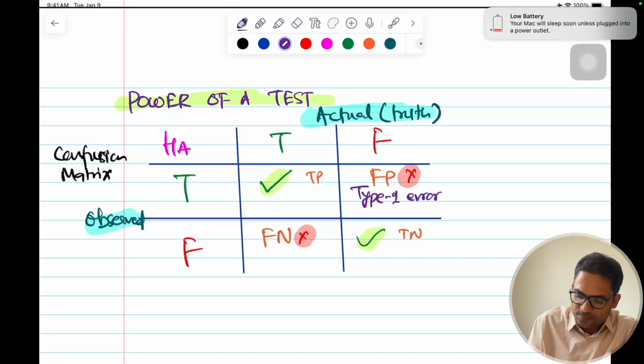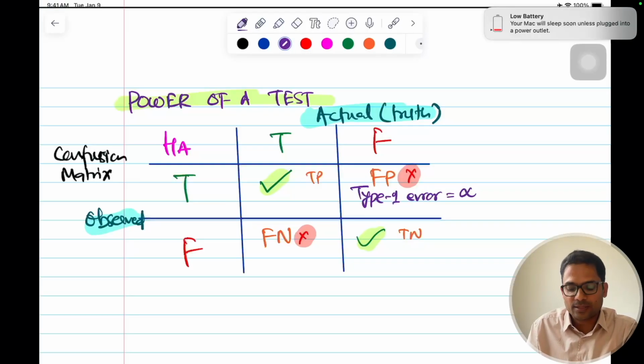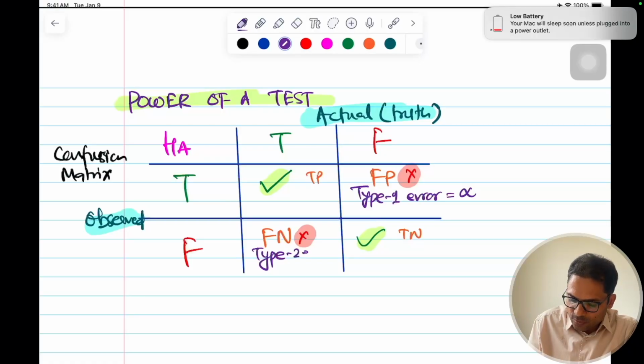Type 1 error. And this is equal to your alpha also. That is your significance level. And this is your type 2 error. This is false negatives, type 2 error. And this is equal to beta.